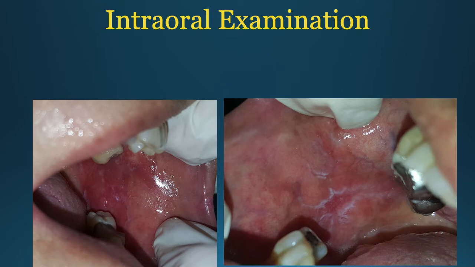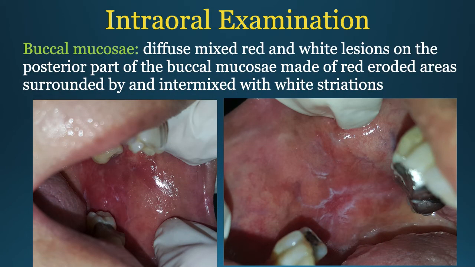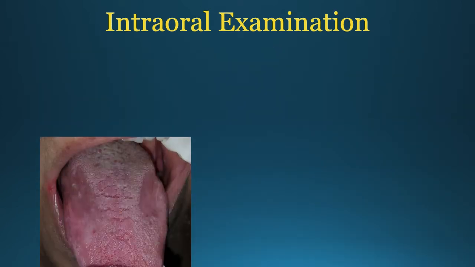So let's check the description. We have diffuse mixed red and white lesions on both buccal mucosae in the posterior part. Actually, the posterior part of the buccal mucosa is related to a certain disease, a mixed red and white lesion with white striation. This could indicate a certain disease. After we have discovered this lesion on both buccal mucosae, we proceed to the tongue.